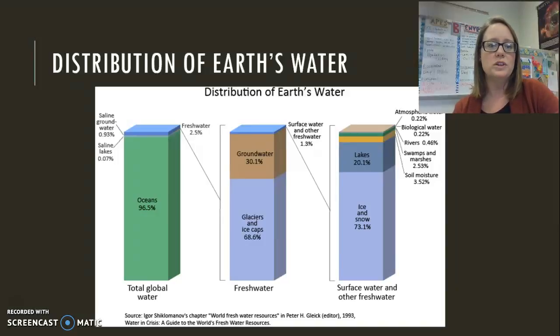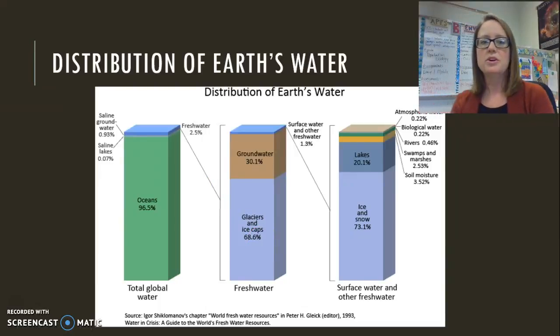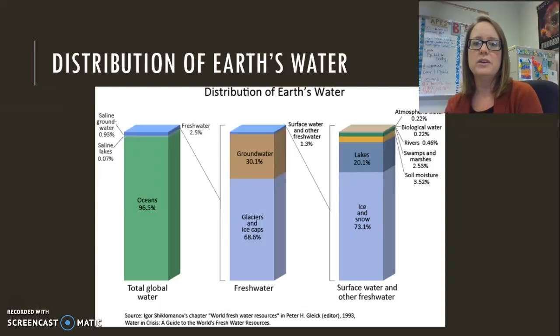Then of the water on the earth, only 2.5% is fresh water. So the second bar here represents all fresh water. Now, much of that is in glaciers and ice caps, so it's unusable. 30% is groundwater, and then just over 1% is surface water and other fresh water.